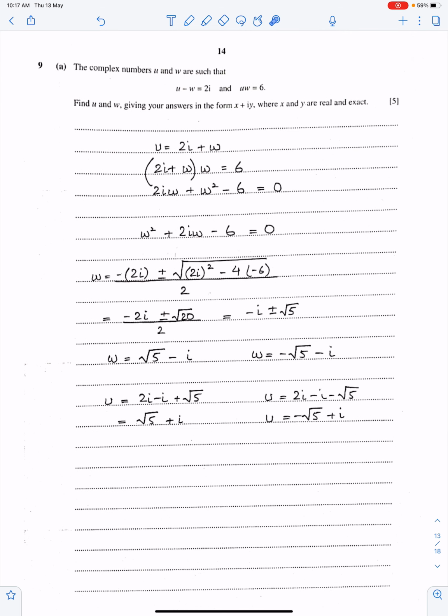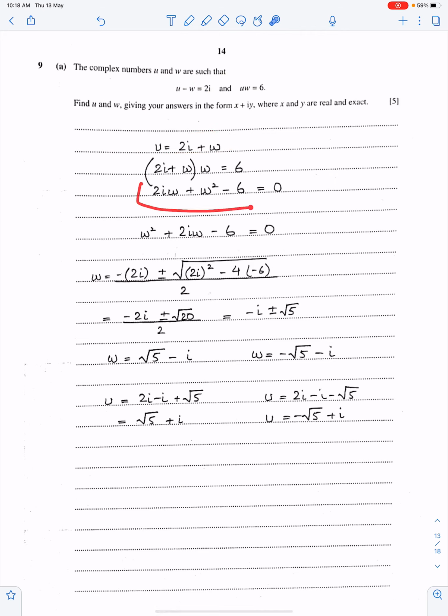Next question. The complex numbers u and w are such that these are simultaneous equations. You just need to solve these two equations simultaneously. So you have an option. You can either find u or w from this equation and substitute the value of that quantity into this equation. So by finding u from this equation, we have this. And by substituting u here, we have this equation.